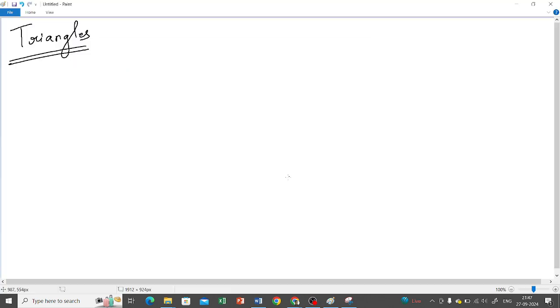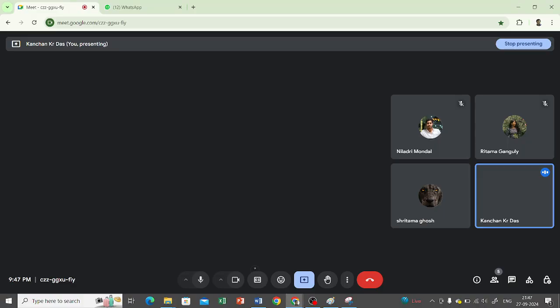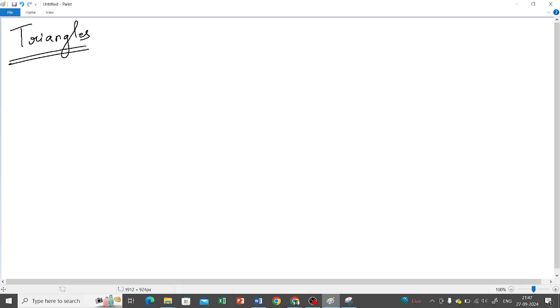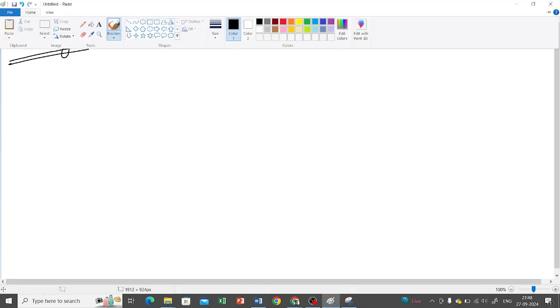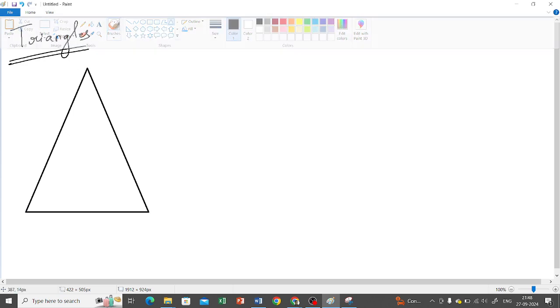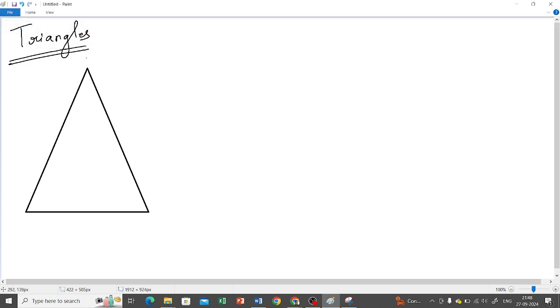Okay, so the sum of the interior angles of a triangle is 180 degrees. So we'll start with the properties of an isosceles triangle. What is an isosceles triangle, Niladri? Two angles are equal. Two sides are equal, the other one is odd. So these two sides are equal, right? Say these two sides are equal, that means these two base angles are also equal.